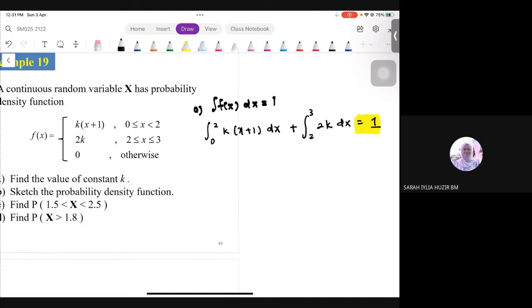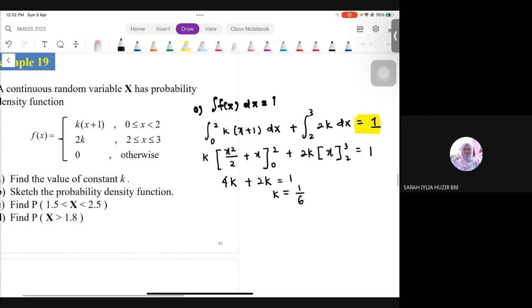Okay. Now, carefully integrate 1 by 1. K is a constant. So, tak ada masalah. Bring it outside. Integrate x, we get x squared over 2. Integrate 1, we get x. Okay. And then for 2k, integrate 1, we get x. That's from 2 up to 3. And this is equal to 1. After that process 1 by 1, you just have to directly simplify. So if I substitute 2 there, we get 2 plus 2. So that is 4k. And then plus 2k equal to 1. So finally, we know that k is actually 1 over 6.